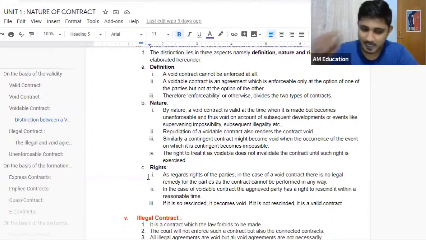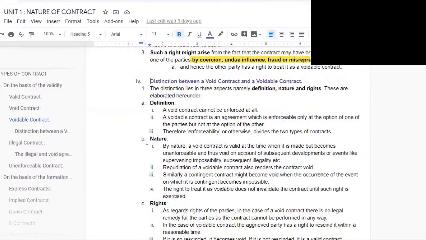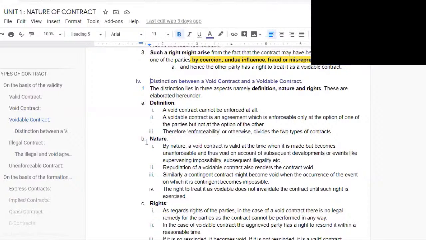Okay, let's now distinguish this. Bhavani, can you read this? The definition part? Yes, sir. Definition: a void contract cannot be enforced at all. A voidable contract is an agreement which is enforceable only at the option of one of the parties, but not at the option of the others. Understand? Therefore, enforceability or otherwise divides the two types of contract.